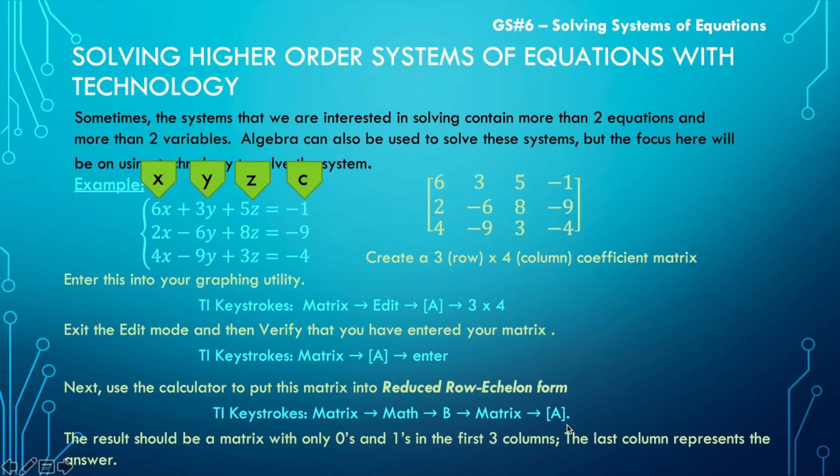After you press enter, you should get a result with only zeros and ones in the first 3 columns. The last column will represent our answer. If you get an answer that is purely in decimal form, you can change it into fraction form by hitting math, frac on your calculator. Otherwise, you can just express your answer as an ordered triple.